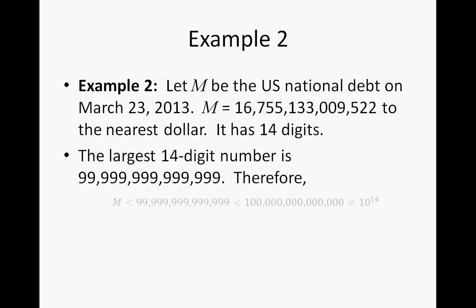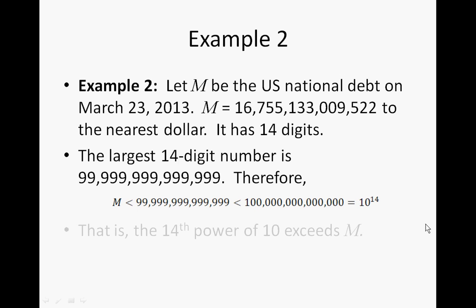Therefore, M is less than 99 trillion, which is less than 100 trillion. And 100 trillion is 10 to the 14th power. We know that by counting up the decimal places: 3, 6, 9, 12, 13, 14. It's a 1 and 14 zeros. So the 14th power of 10 exceeds our number M, which was 16 trillion. And again, 100 trillion definitely exceeds 16 trillion.